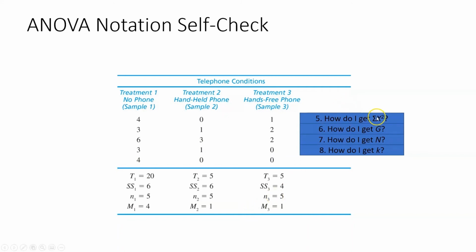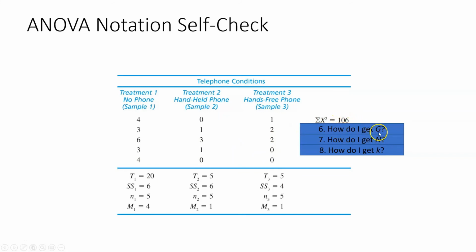How do I get the sum of x squared? That would be to take each of these scores and square it, and then sum them all up. So in this case, you get 106, because if you took 4 and squared it, and 3 and squared it, and all those, and added up the sum of all of those, you'd get 106.